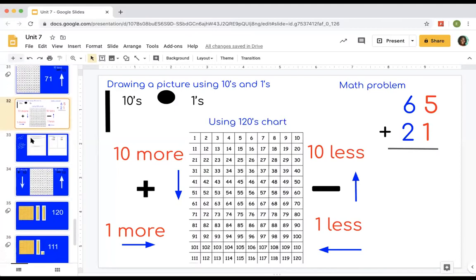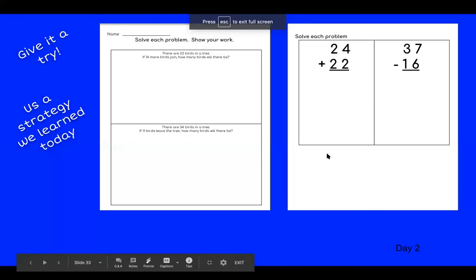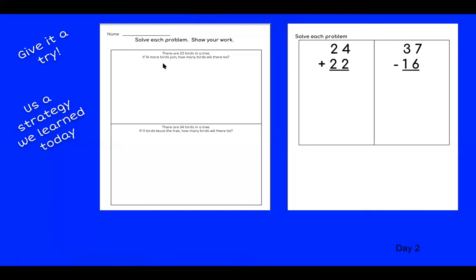Okay. And so here is your assignment. Solve each problem and show your work. There are 23 birds in a tree. If 14 more birds join them, how many birds will there be? Okay. There are 34 birds in a tree. If 11 birds leave the tree, how many birds will there be? Then over here, we have 24 plus 22. The next one is 37 minus 16.